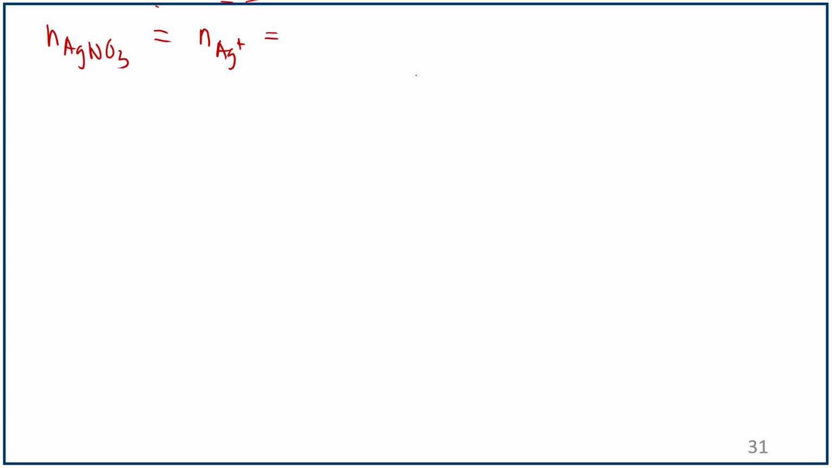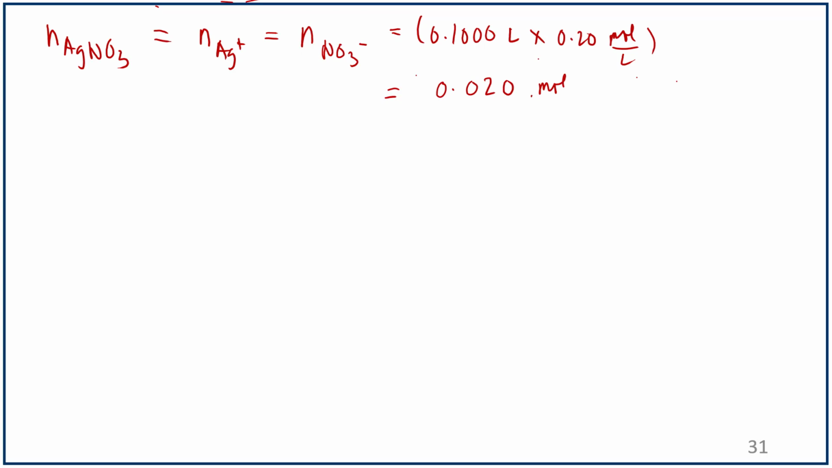Okay, and that should also be equal to the number of nitrate ions in solution. Okay, which will just be 0.1000 liters times 0.20 moles per liter. So both of these, silver and nitrate, originally there's 0.020 moles. Now silver, since silver nitrate is the limiting reagent, is fully consumed. So the concentration of silver at the end of the reaction should be 0.